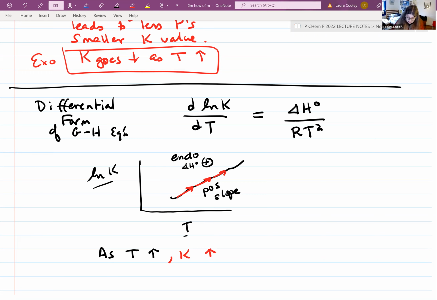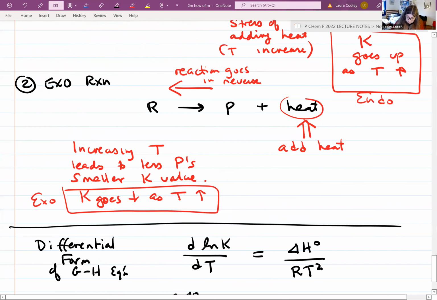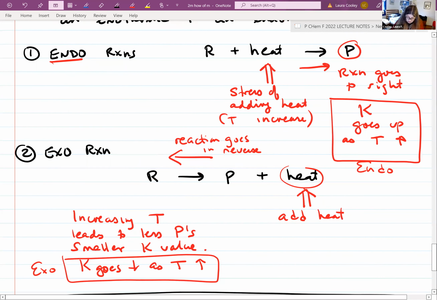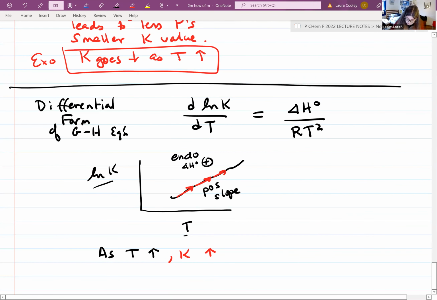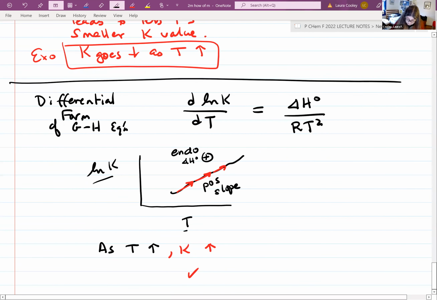Is that what we said here? As temperature goes up, K goes up for an endothermic reaction. So that works. And of course, the other case is going to work as well.